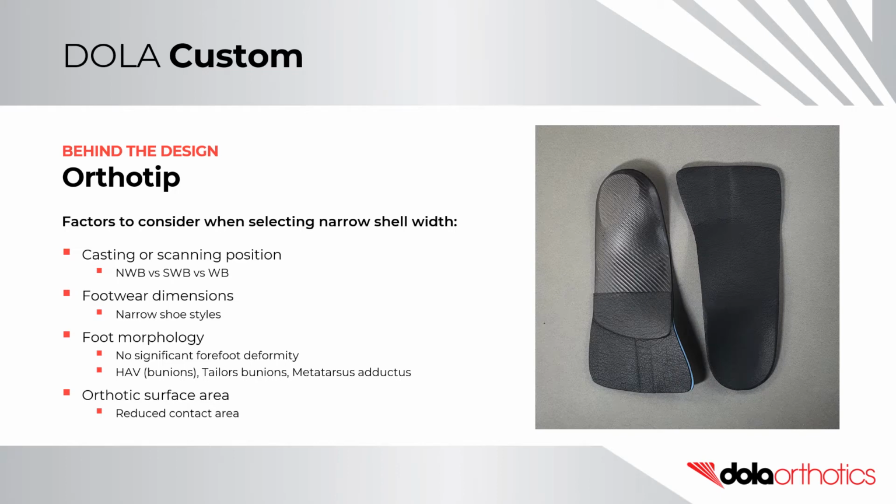Orthotip. Factors to consider when selecting a narrow shell width include casting or scanning position, the different forefoot widths captured in a non-weight bearing versus a semi-weight bearing versus a weight bearing technique. Footwear dimensions, the width of narrow shoe styles. Foot morphology, the need for no significant forefoot deformities, including HAV or bunions, Taylor's bunions, or metatarsal adductus. And the orthotic surface area. This is reduced with a narrow shell width.